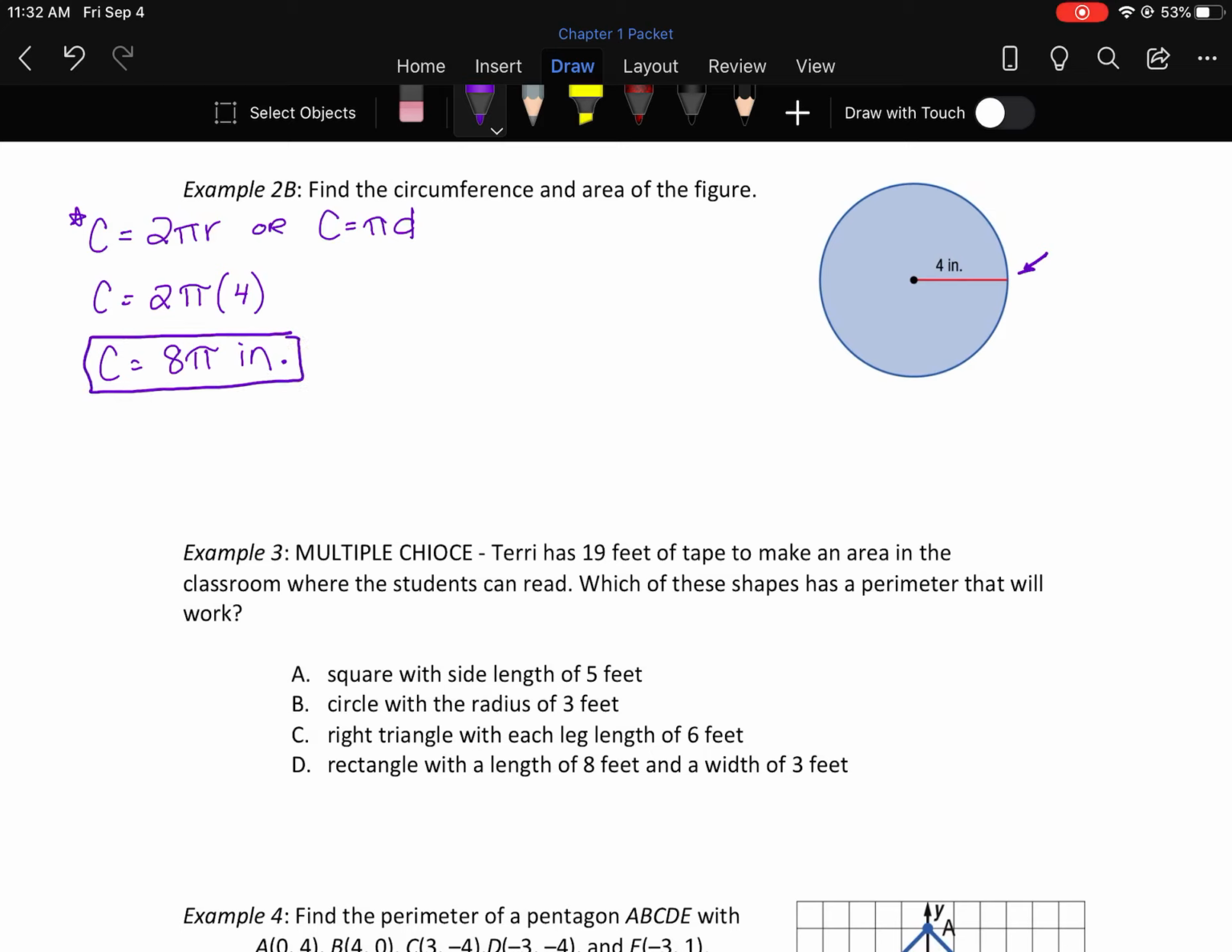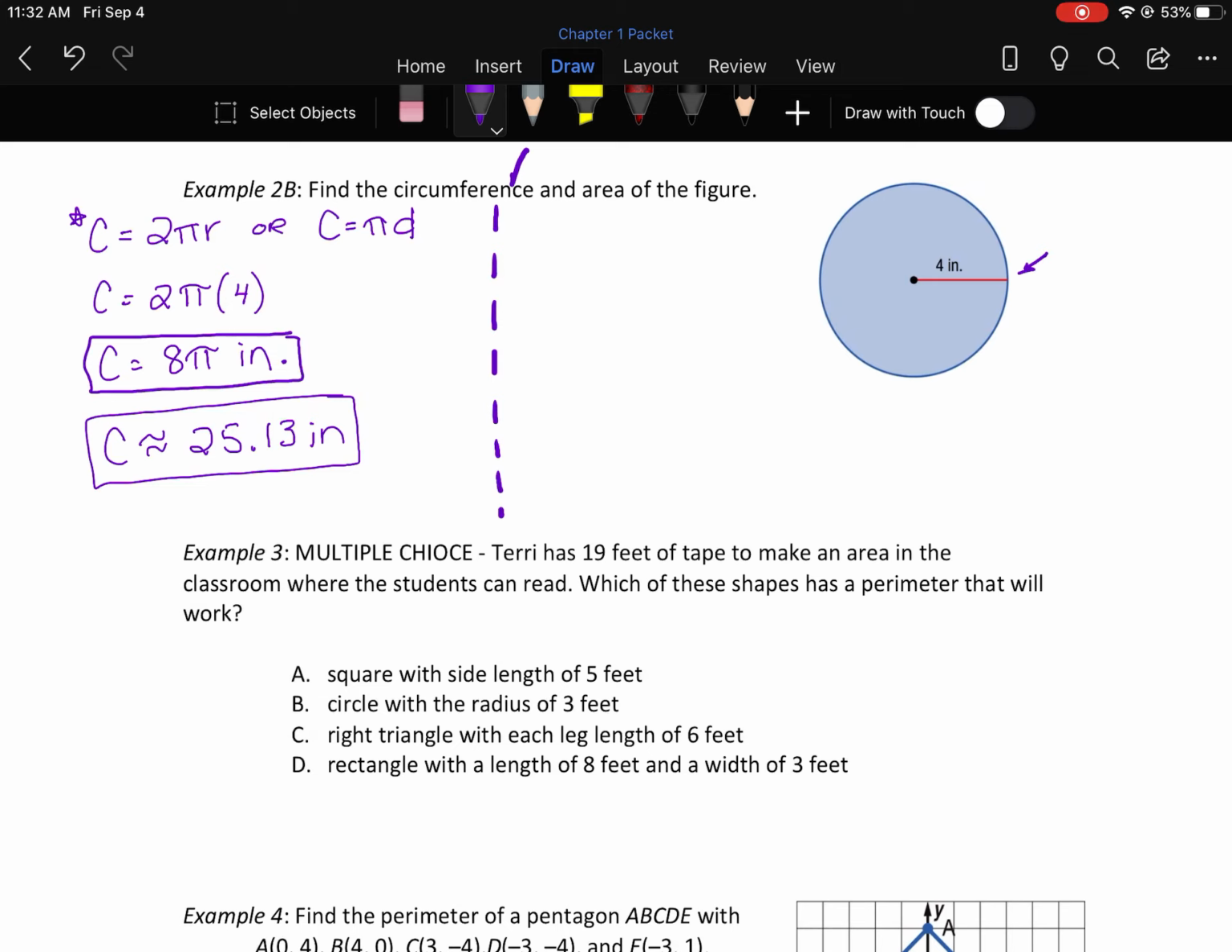If we wanted an estimate, just take your calculator, type in 8 pi, and we get that it is approximately, that's the symbol for approximately, 25.13 inches. Just to give you an idea of how long a string you might need if you're trying to put a string around this. Right, circumference, done.